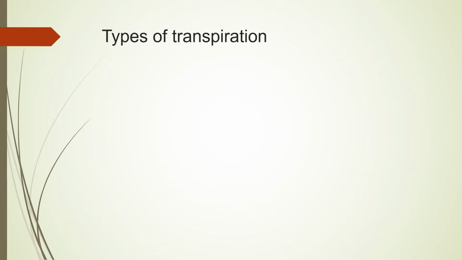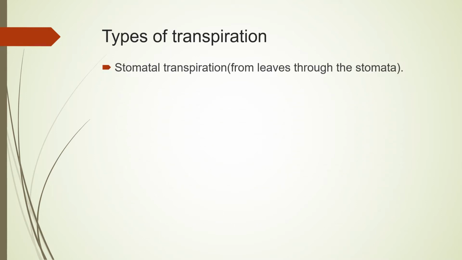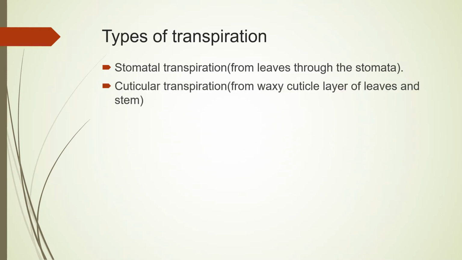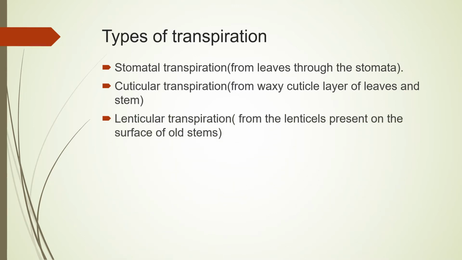Now we are here with the types of transpiration. There are three types of transpiration. Let us first discuss stomatal transpiration, that is happening from the leaves through the stomata. Next is cuticular transpiration, from the waxy cuticle layer of the leaves and the stem. And the third is lenticular transpiration, which happens from the lenticels present on the old stem.